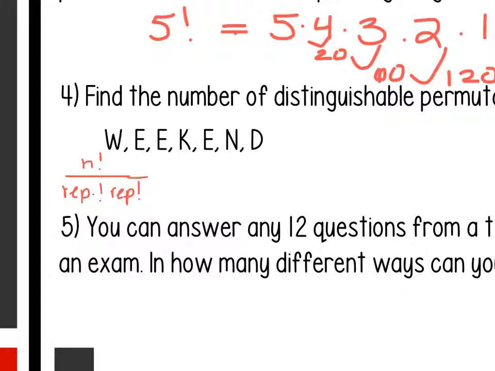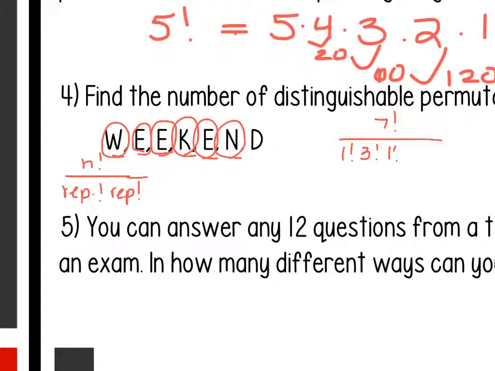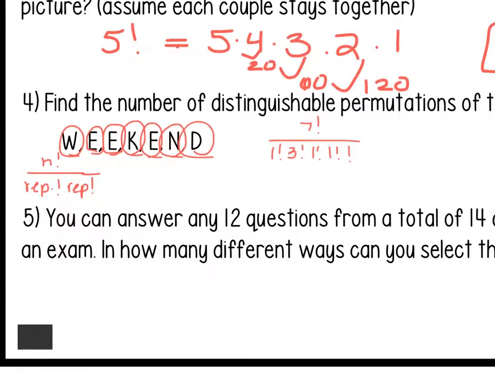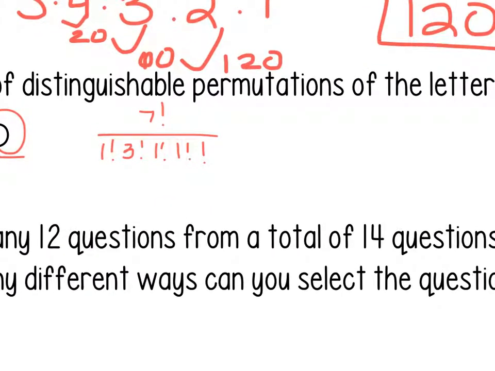So what's the total amount of letters in weekend? 7. Okay, W only occurs once, so technically it would be 1 factorial, but you don't even need it because 1 factorial is 1. Then I go to E. How many times do you see E? 1, 2, 3 times, so that's 3 factorial. Then I go to K, it's only going to occur once. Then N, only once. And then D, only once. The ones really don't matter. You can put them there if it helps you, but you honestly don't need them because each of those is just going to be 1.